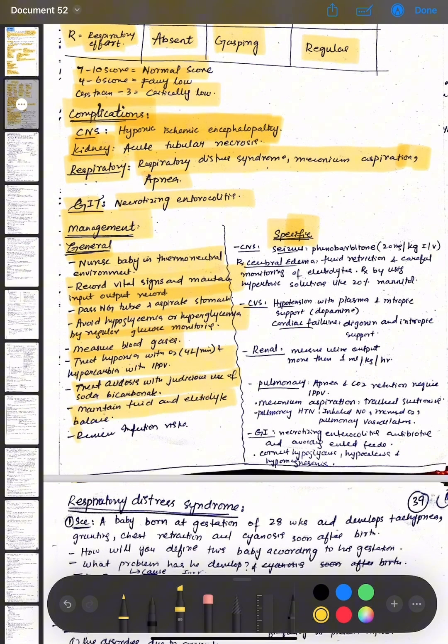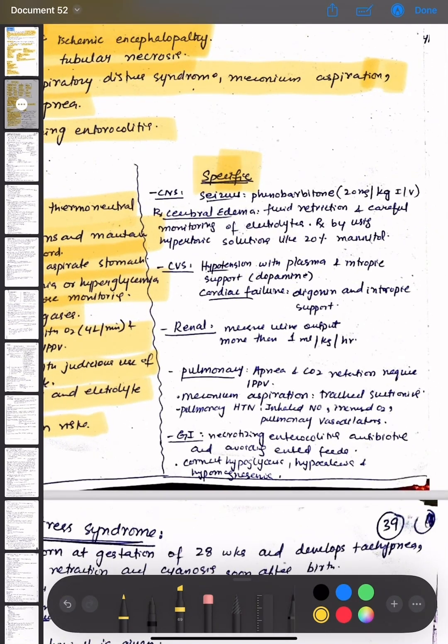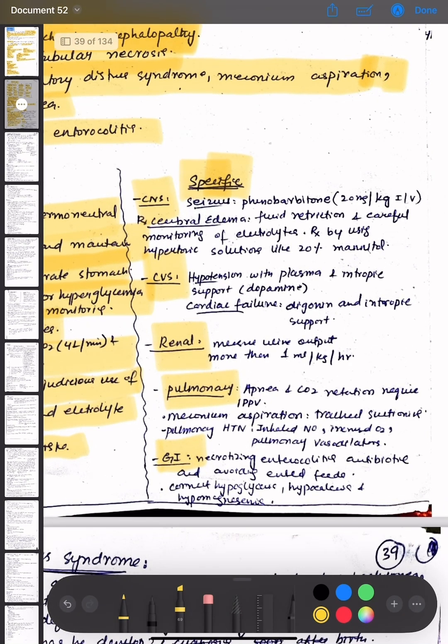The specific management for birth asphyxia is for CNS, for CVS, for renal, for pulmonary, and for GI. For CNS, seizures should be treated, that is phenobarbital is given. The treatment of cerebral edema is done, that is fluid restriction and careful monitoring and electrolyte treatment by using hypertonic solutions like 20% mannitol. For CVS, hypotension is treated with plasma and inotropic support, and cardiac failure is treated with digoxin and inotropic support.